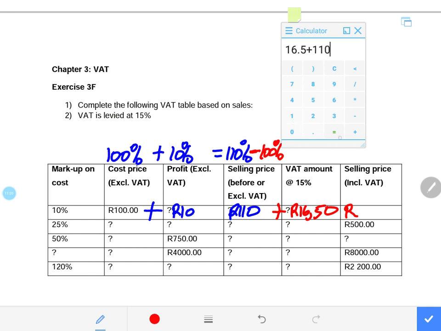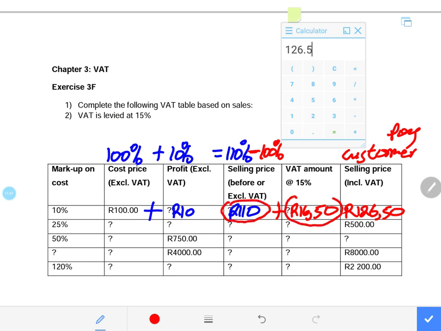So this will be 16.50 plus 110. That means our product is going to be sold at 126 Rand 50 cents, a selling price including VAT. So now this will be the amount that the customer will pay. This is the price the customer will pay. But in our books, we are going to record only the 110 as our sales income.